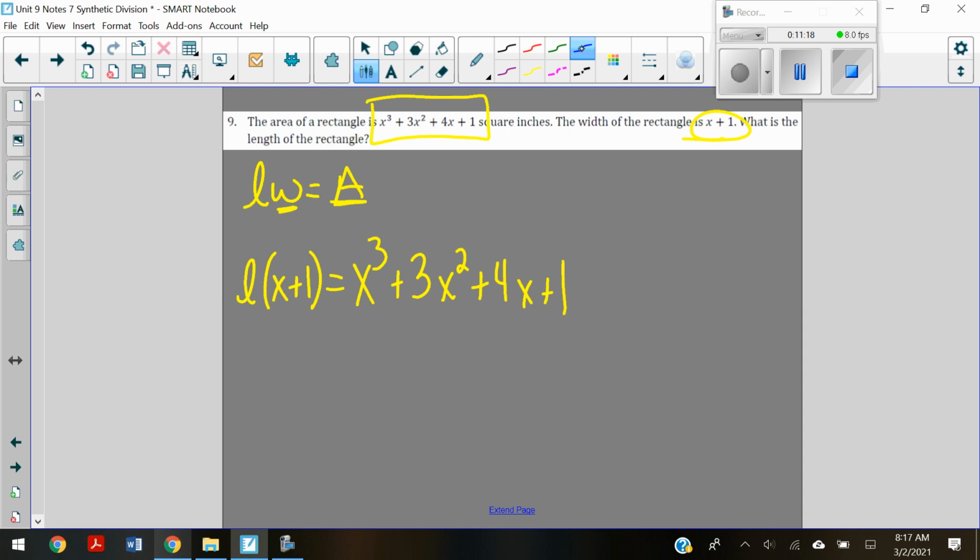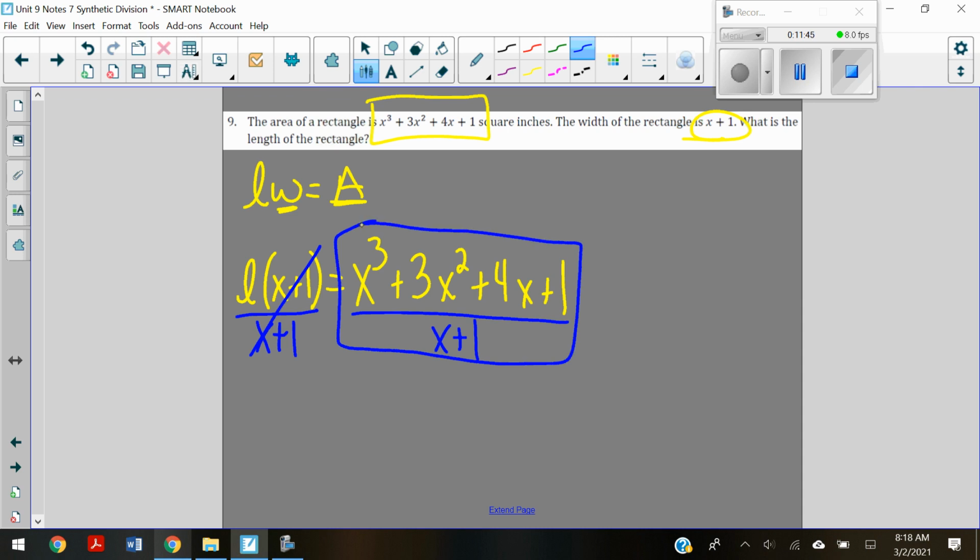All right, we need to find the length of the rectangle, so we need to get L by itself. We're not going to distribute it in. That might be your gut instinct when you see something in front of the parenthesis, but we don't want to distribute in. We're actually going to divide by x plus 1, because it's length times the width. So we're going to divide by the width, and if we do it to one side, we do it to the other side. Now this will cancel, and this part here is just like what we've been looking at all the rest of the problems today. So let's go ahead and do that with synthetic division.